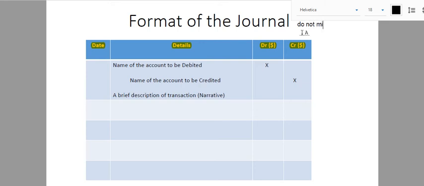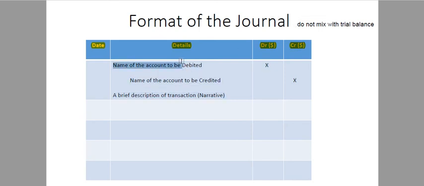So just bear with us for a second while we make notations. Do not mix with trial balance. This is not a trial balance. It may look like one when you have a first look, but it's a journal. A trial balance is just a list of balances.